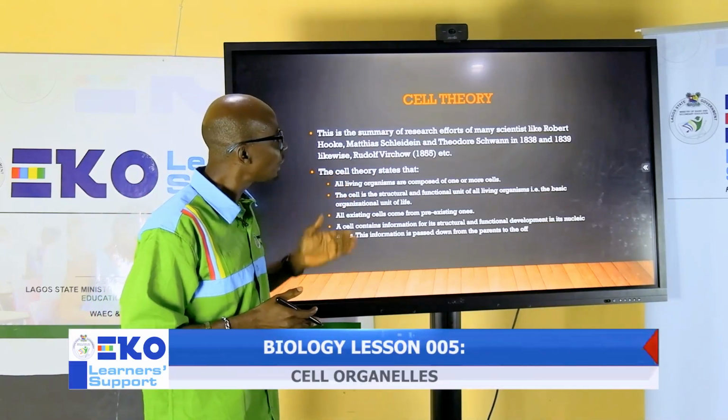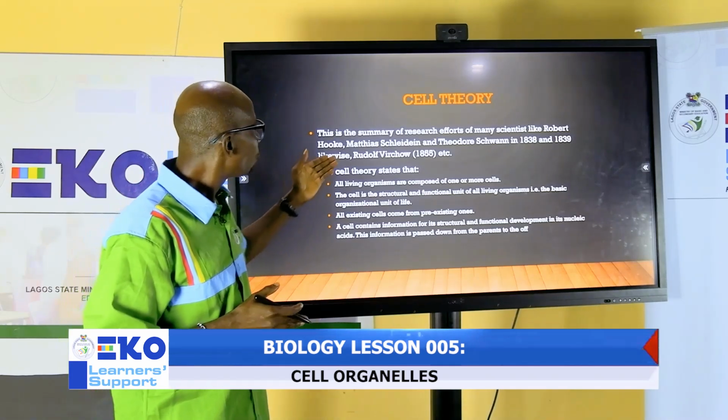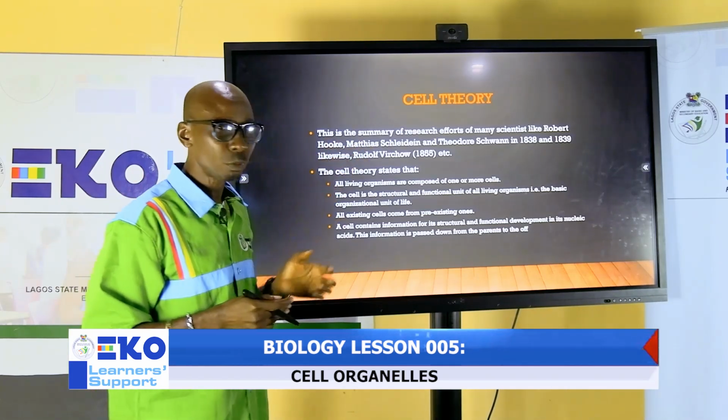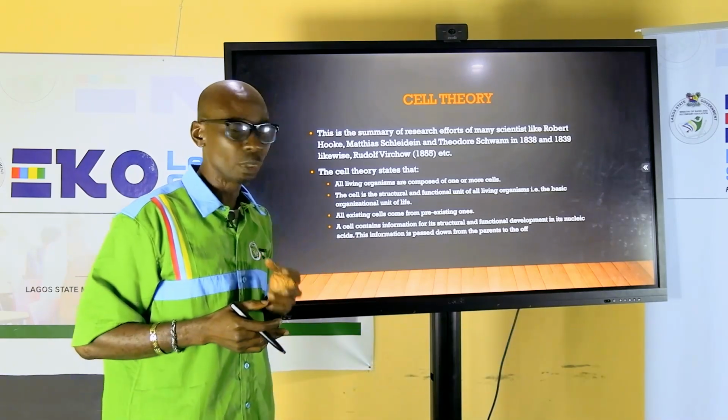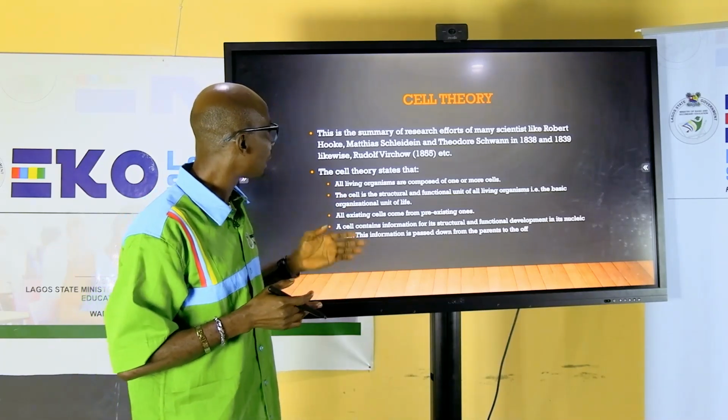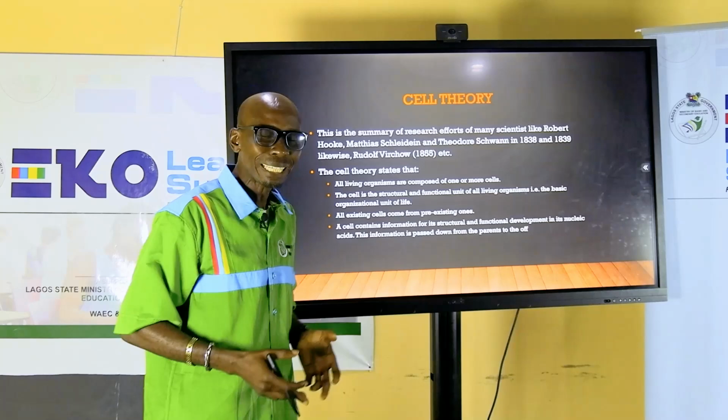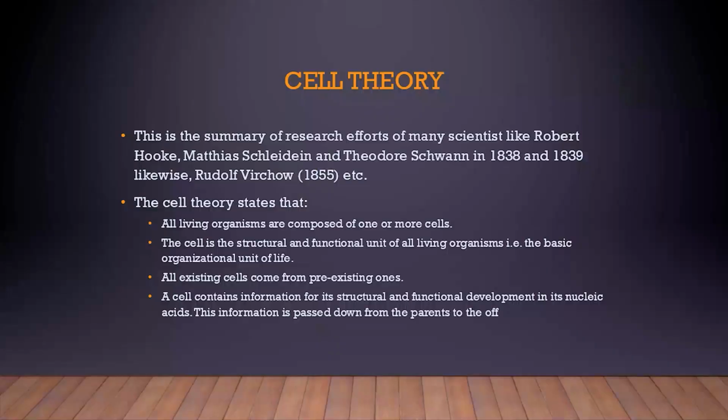So the cell theory is the work of two German scientists. One of them is a zoologist, the other one is a botanist. The two of them, while working together, started the postulation of cell theory. Their names are Matthias Schleiden and Theodor Schwann.